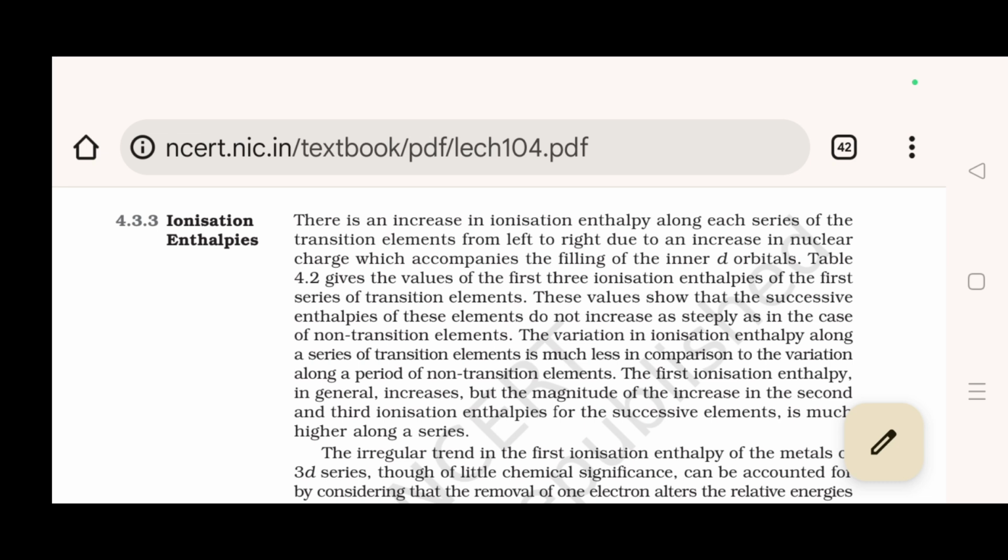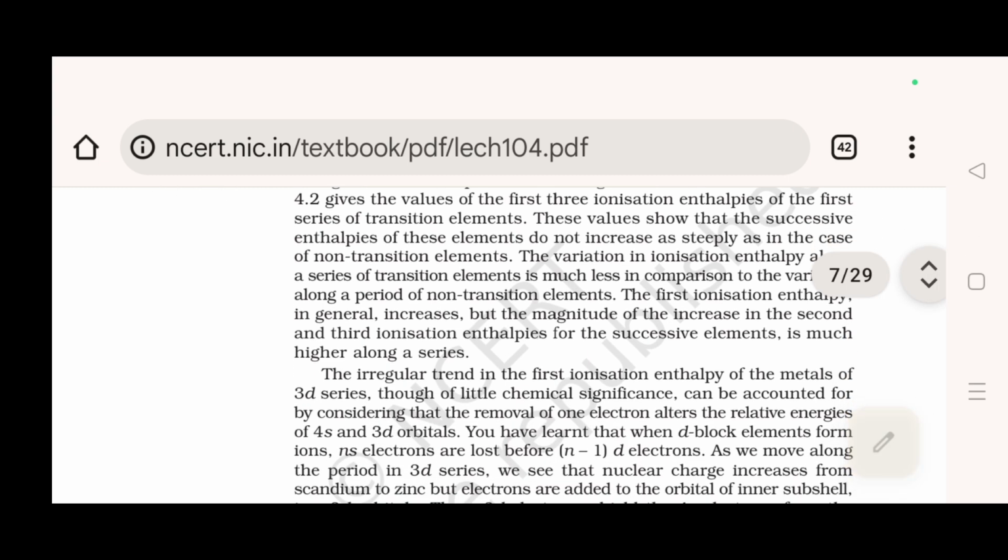These values show that the successive ionization enthalpies of these elements do not increase as steeply as in the case of non-transition elements. The variation in ionization enthalpy along a series of transition elements is much less in comparison to the variation along a period of non-transition elements. The first ionization enthalpy in general increases, but the magnitude of the increase in the second and third ionization enthalpy for the successive elements is much higher along a series.